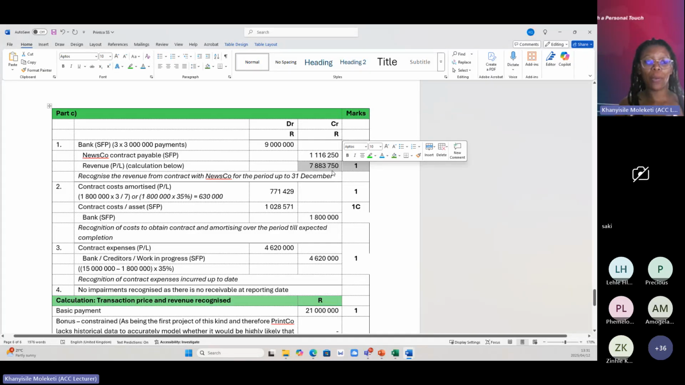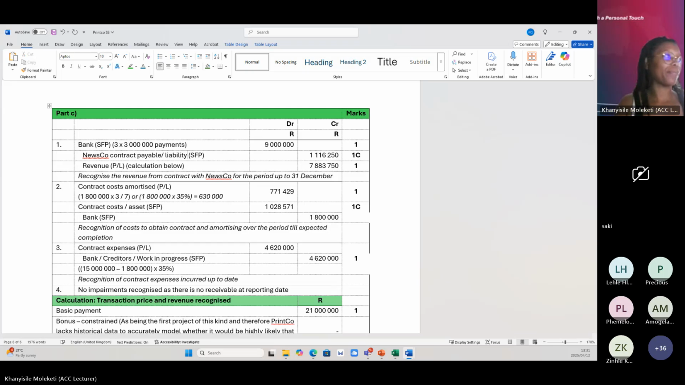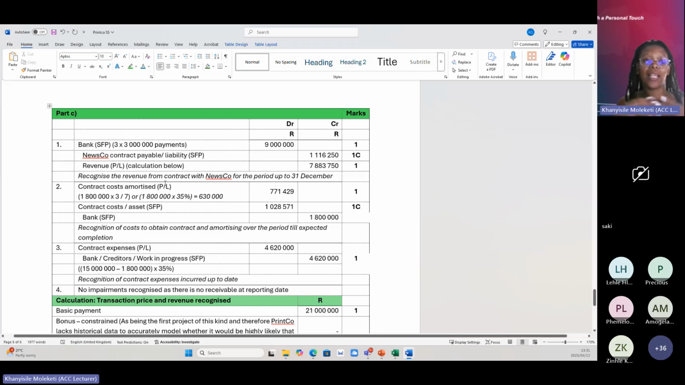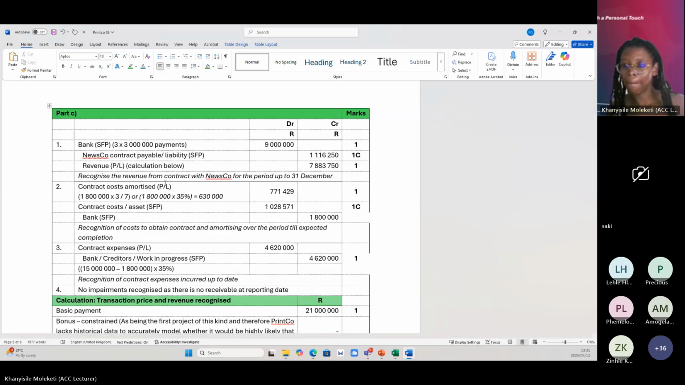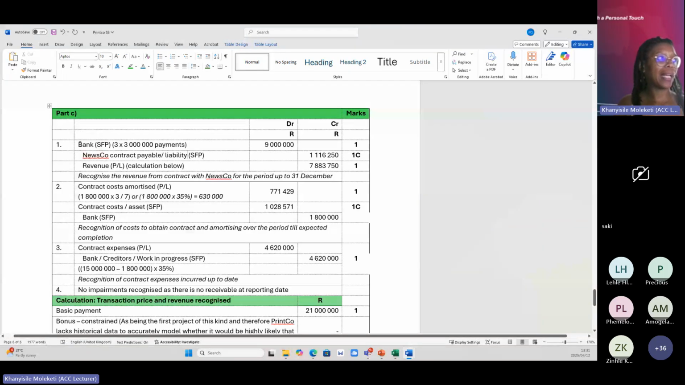Typically with revenue, our contra will be bank if somebody's paid us. There'll be a trade receivable if somebody owes us money. Or there may be a contract liability. So in this case, if we think about it, they told us that they're going to pay us 3 million every month. So in October, November, December, we're going to get 3 million times 3. So we know there's an amount in the bank. So bank will be 9 million.